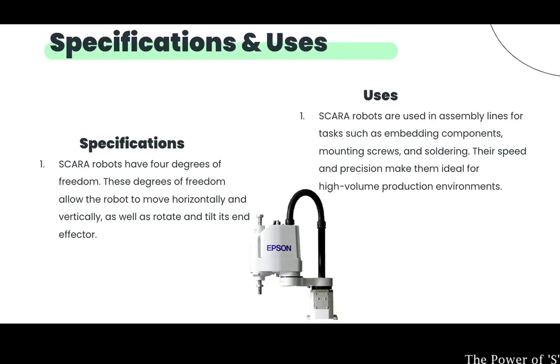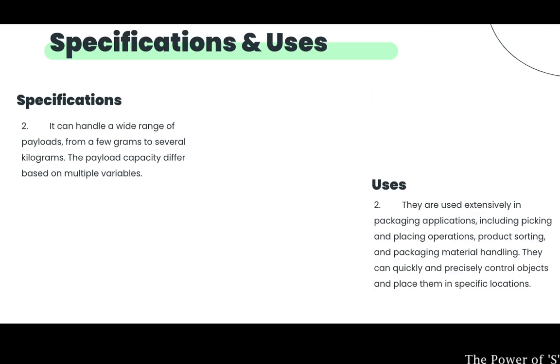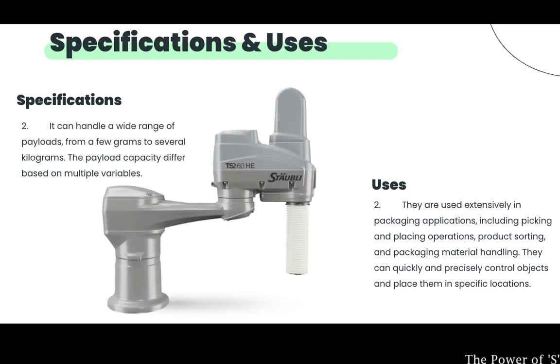Specifications and uses. The SCARA robot has 4 degrees of freedom. What are these 4 degrees of freedom, you might ask? I will go over degrees of freedom in the very, very next slide. I said very, very 3 times because it's 3 slides down. These degrees of freedom allow the robot to move horizontally and vertically, as well as rotate and tilt its end vector. SCARA robots are used in assembly lines for tasks such as embedding components, mounting screws, and soldering. Their speed and high precision make them ideal for high volume production environments, as I said earlier.